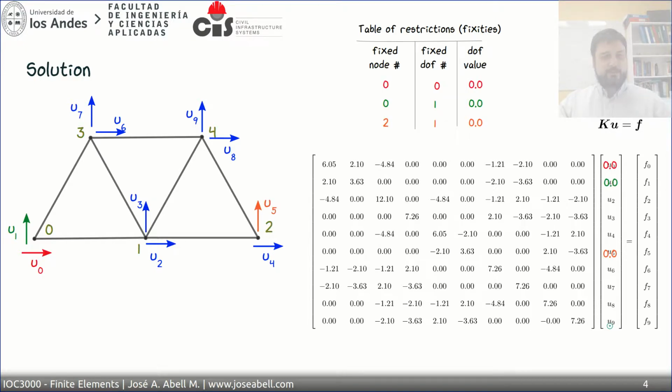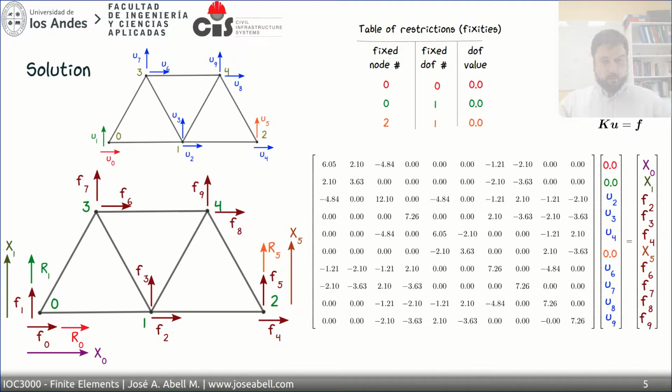Now, we did set up a table of restrictions in the previous slide, and it looks something like what we're seeing on screen right now, where at node 0, both the 0 and 1 degrees of freedom are restrained with DOF values of 0, and at node number 2, we had the 0 fixity in the y direction. That is, on this degree of freedom vector, we know the red, green, and orange components to be 0.